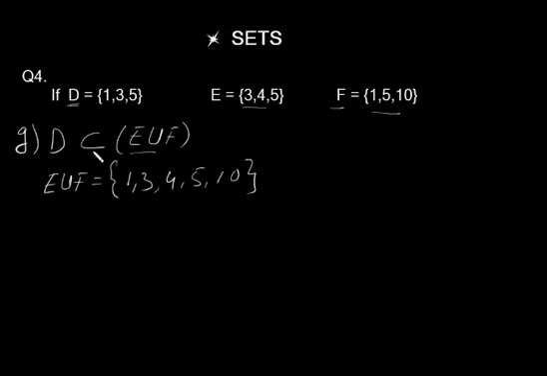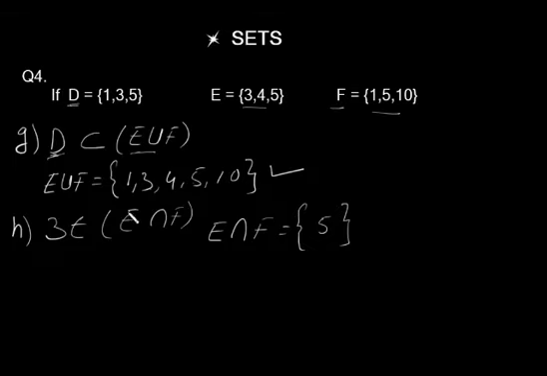Now you have to check whether D, which is 1, 3, 5, is a proper subset of E union F, which is 1, 3, 4, 5, 10. The first check for the subset is that all elements of the left hand side set are present in the right hand side set. 1, 3, 5 are there, so the first test is passed. Second test, the right hand side should be greater than the left hand side. Of course it is greater than D. So this is a true statement: D is a proper subset of E union F.